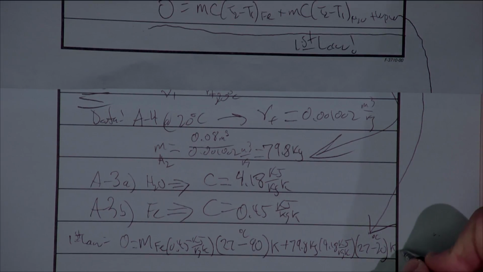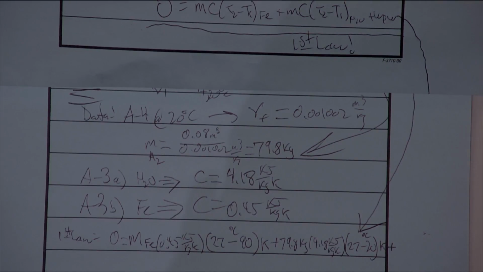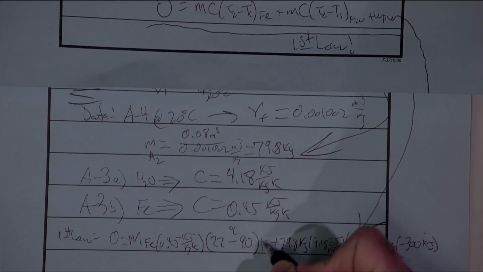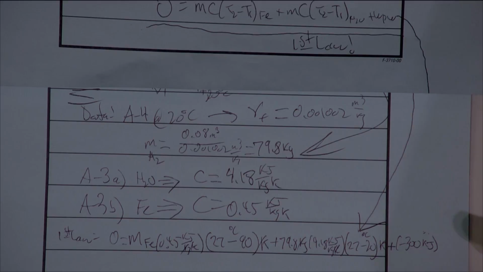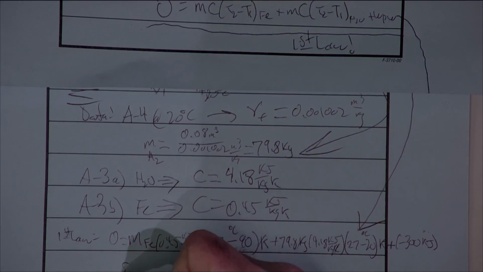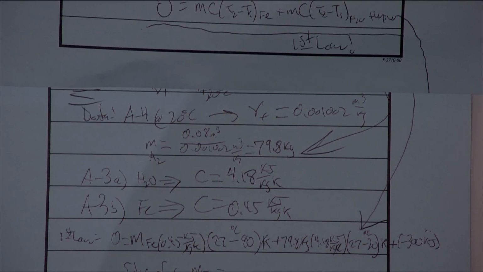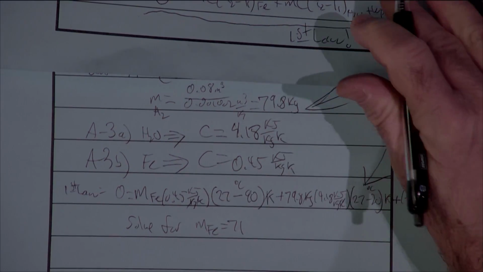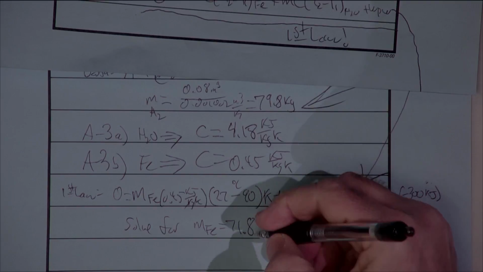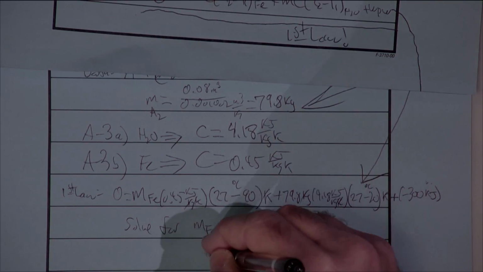And then last but not least, I'm going to add the paddle wheel work. And the paddle wheel work is minus 300 kilojoules. If you look at all the units, kelvins cancel, kilograms cancel. We end up with all the right units, kilojoules throughout. And we just solve for our one and only unknown. And we get that the mass of the iron is 71.8 kilograms.